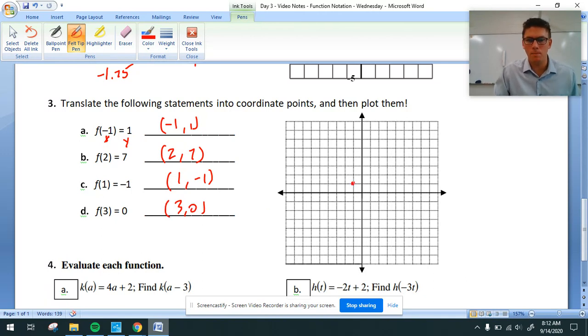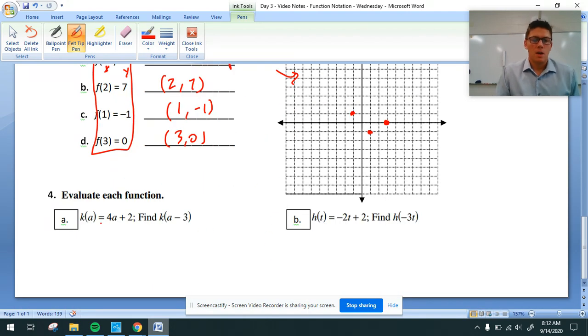So -1, 1. First one's plotted. 2, 7. 2 up to 7. Right there. I think that's 7. 1, 2, 3, 4, 5, 6, 7. Okay. 2, 7. 1, -1, and 3, 0. So we're taking our f of x statements, converting them to points, which we can then plot.